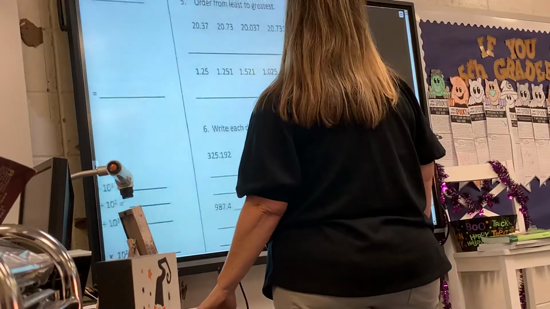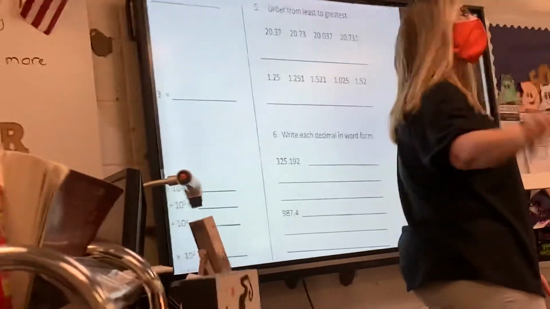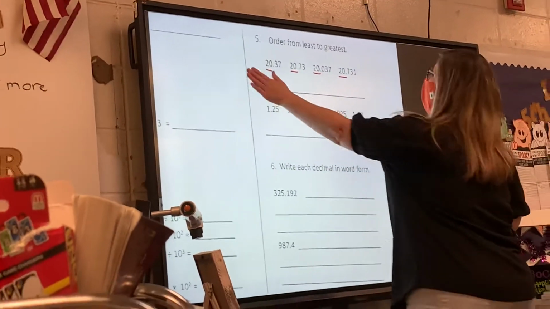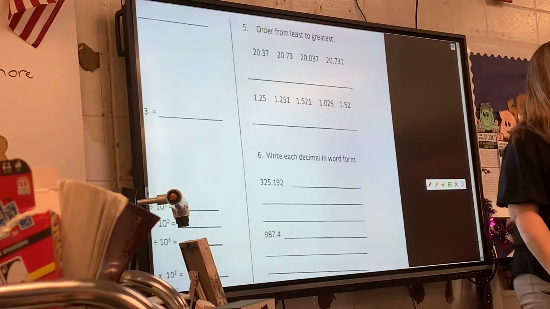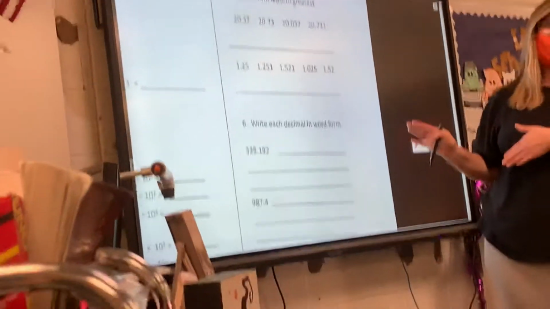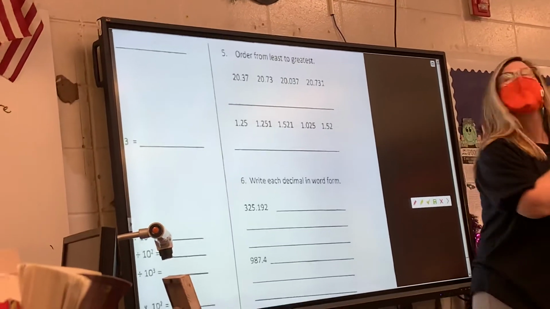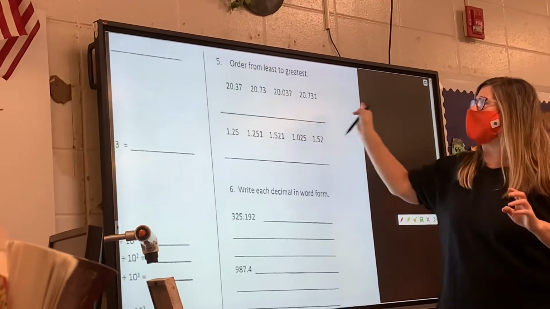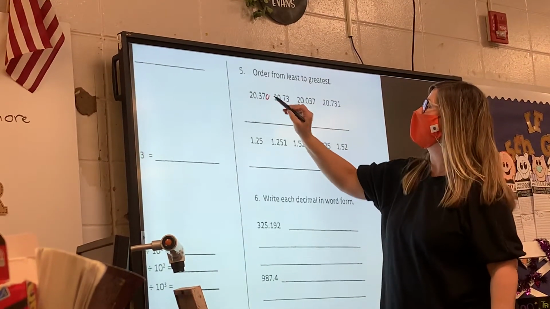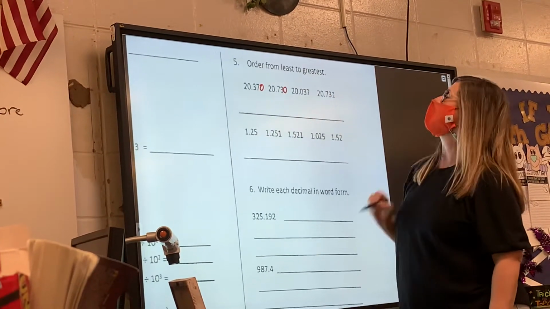All right, we got to put them in order from the least to the greatest. First thing you better check is your what? Whole numbers. The numbers on the left of the decimal, 20, 20, 20, 20. So they're all the same. So now I'm going to compare my decimal numbers, the numbers on the right side of the decimal. And I need them all to go out to the same place. If this goes all the way out to the thousandths, I need all of them to go out to the thousandths. So instead of 37 hundredths, it becomes 370 thousandths. Instead of 73 hundredths, 730 thousandths.